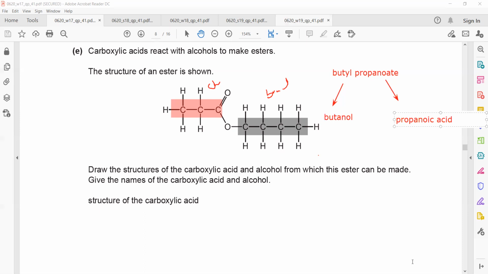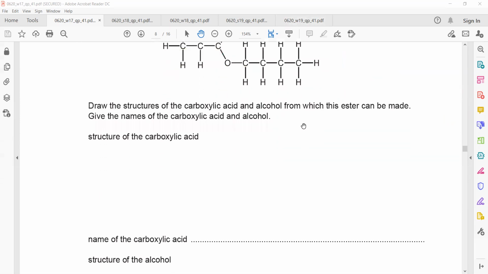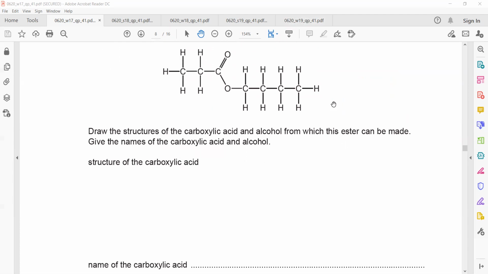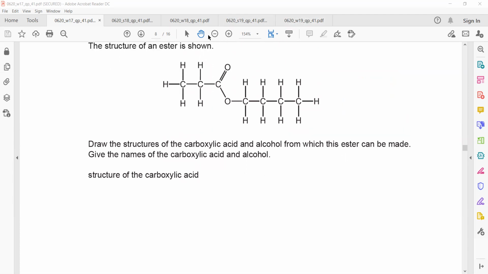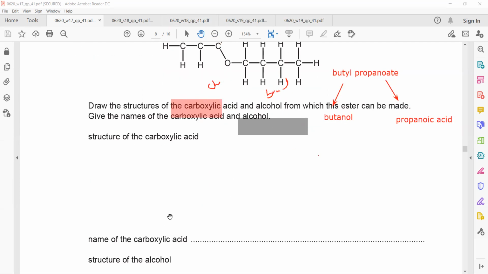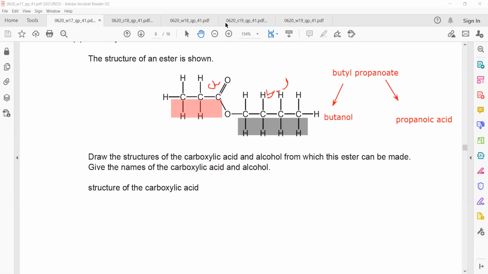Yeah, that's right. Butanol and propanoic acid. So basically what we have to do in this question, we have to draw the structure of carboxylic acid and alcohol which form this ester. So we have to draw the structure of the carboxylic acid and then the structure of the alcohol. First we have to draw the structure of carboxylic acid because it is propanoic.